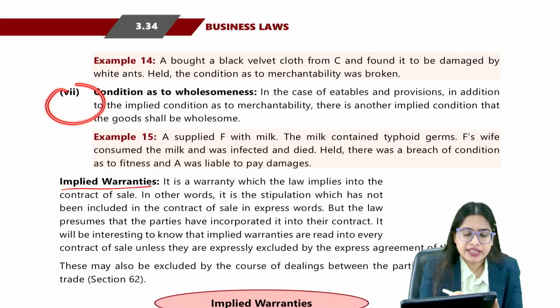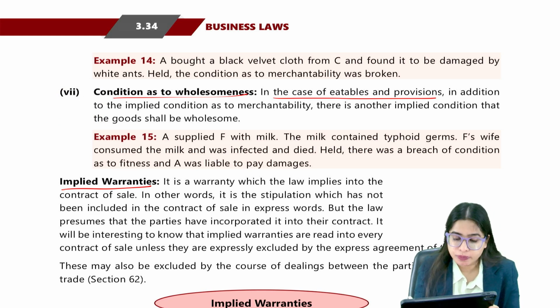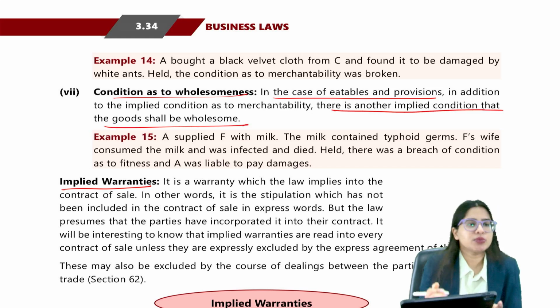Now please come here. Next condition, condition as to wholesomeness. So what is given here? In case of eatables and provisions, only in case of eatables and provisions, there is another implied condition that goods should be wholesome. Wholesome means eatable.